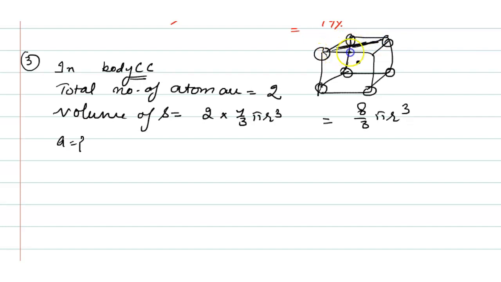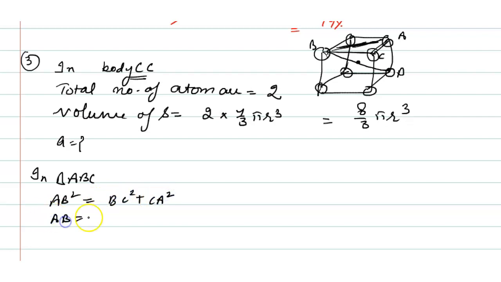this one, and this is a, b, c, and this part is d. So in triangle ABC, using the Pythagoras theorem, we'll write AB square, that is hypotenuse, is equal to BC square plus CA square. So AB is equal to root a square plus a square, which is equal to 2a square. Now value of AB is root 2 a.